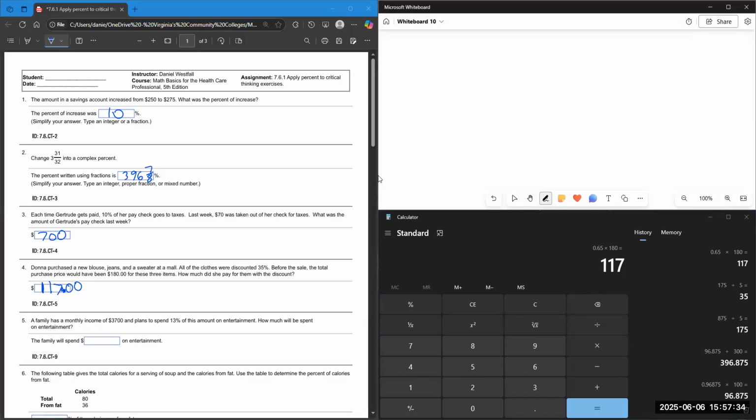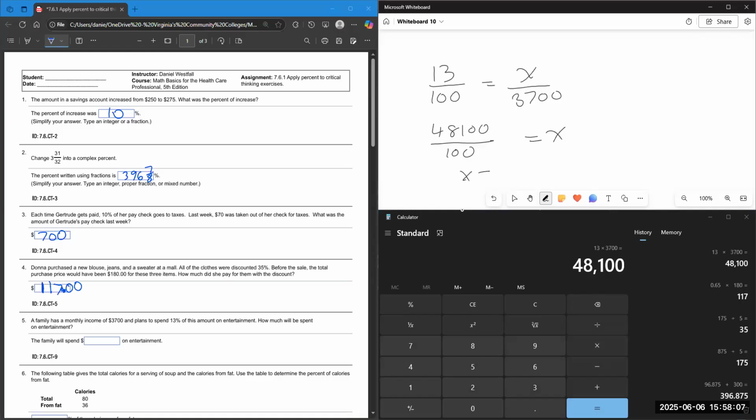A family has a monthly income of $3,700 and plans to spend 13% of this amount on entertainment. $13 out of every $100 is how much out of $3,700? So 13 times 3,700 is 48,100 out of 100. And so X is $481.